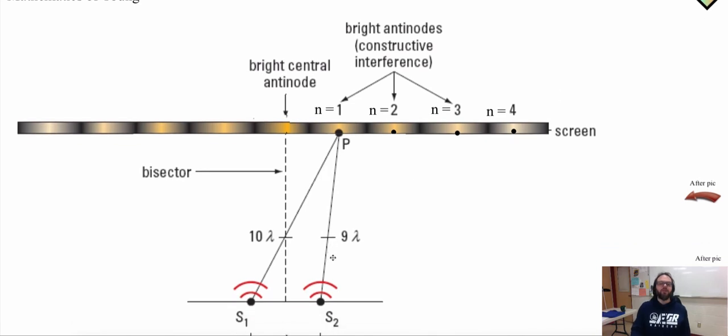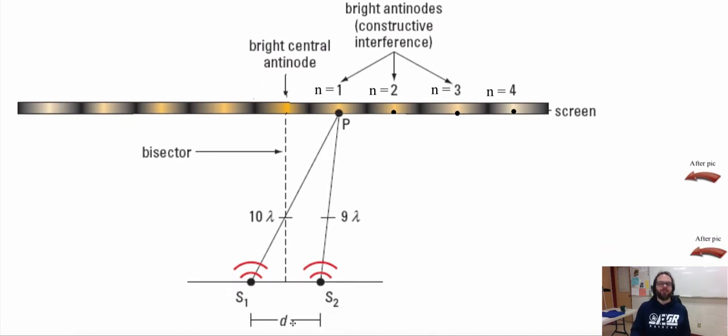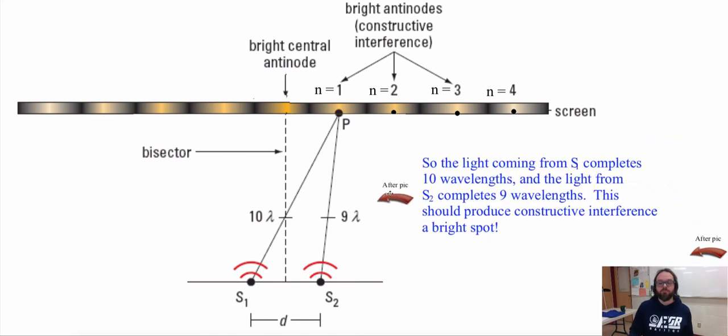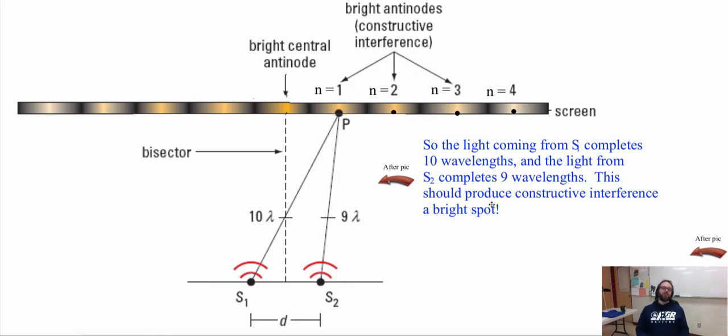So, if we look at this here, we have 2 slits with a distance apart. This one has 10 wavelengths, this one here has 9 wavelengths to this point. So that is a difference of 1. So the light coming from slit 1 completes 10 wavelengths, and the light coming from slit 2 completes 9 wavelengths. This should produce constructive interference.